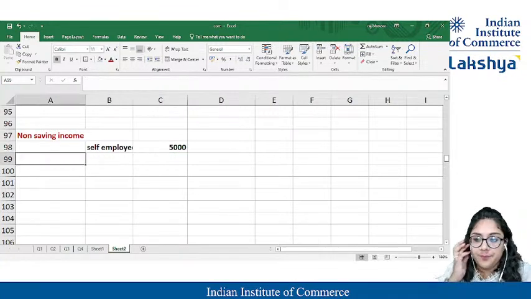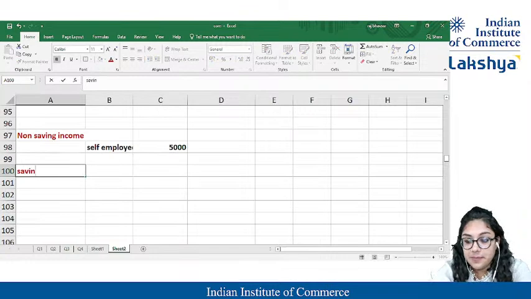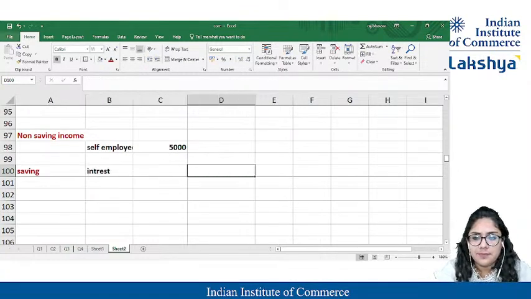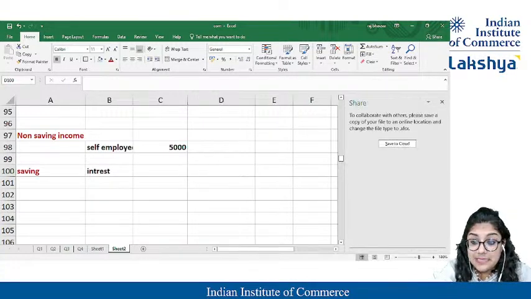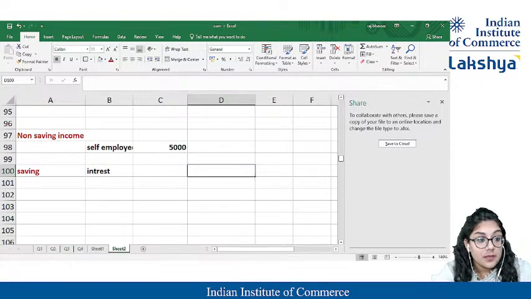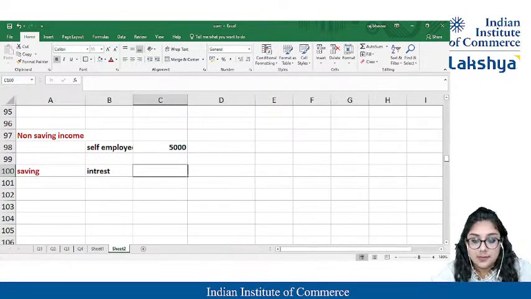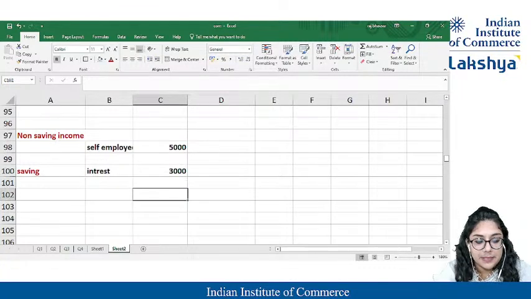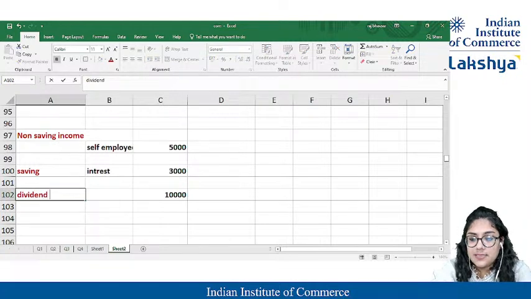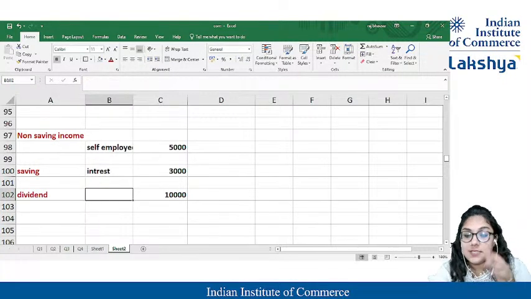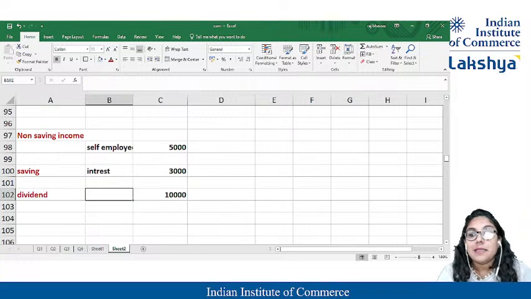My savings income: I would have received some interest from FDs and all. I'm taking a random example, so please don't consider it, I just want to explain the thing. Let's take the interest as 3,000, and let's take my dividend at 10,000. So students, this is known as the situation. For example, I will write dividend over here.